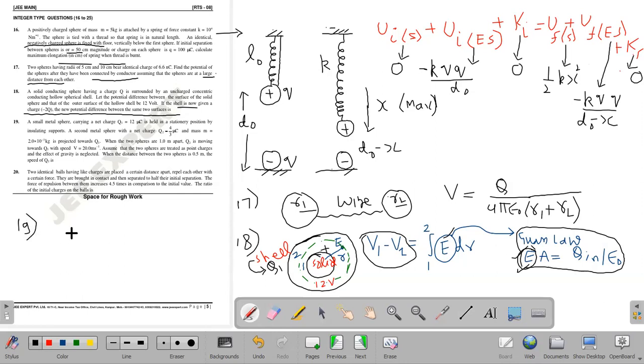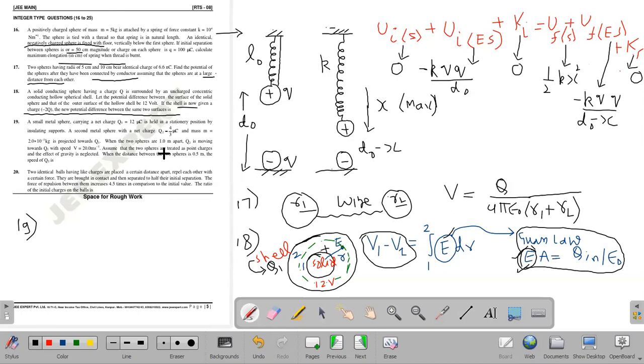19th. A small metal sphere having this much charge is held stationary by insulating supports. A second metal sphere of this much charge and mass is projected towards Q1 when the two are 1 meter apart. Q2 is moving towards Q1. The two spheres can be treated as point charges, and the effect of gravitation is neglected. Find the distance between the two spheres.